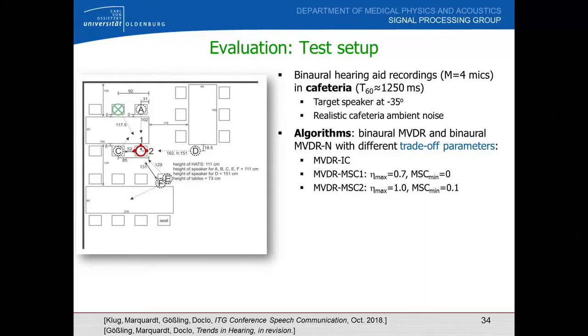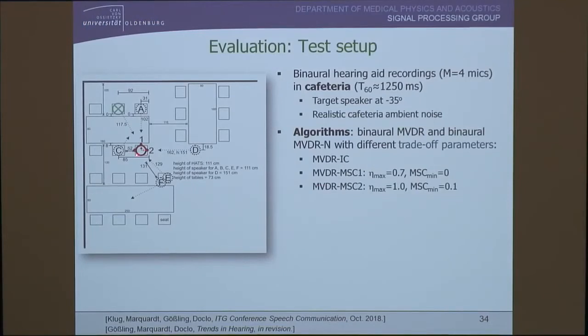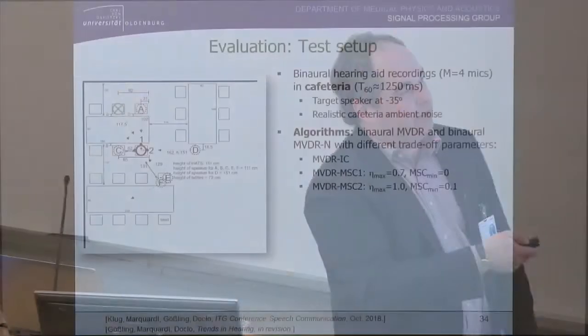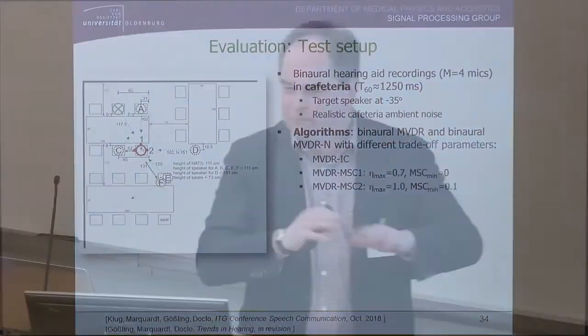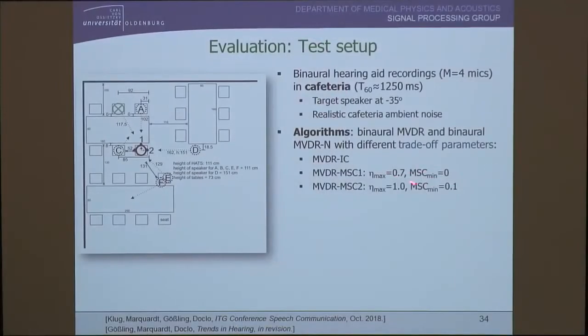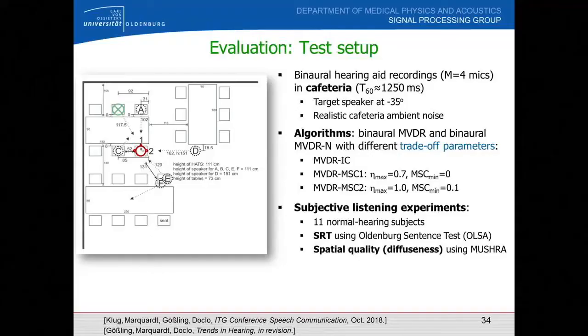Okay. So let's look at some psychoacoustic data, or some subjective listening experiments. It's for a simulated environment. So binaural recordings: there was a KEMAR here, two hearing aids, a source from minus 35 degrees, realistic ambient noise, some people in that cafeteria. And we have just binaural MVDR beamformer, and then different mixing schemes, without going into too much detail here about how we got to these specific parameters.